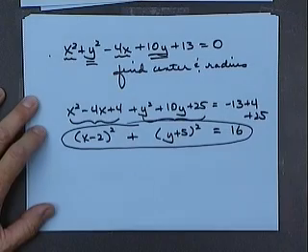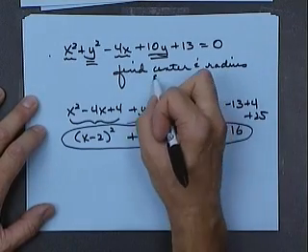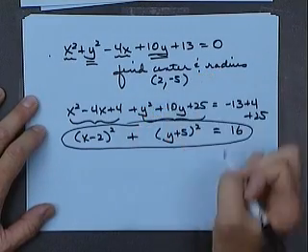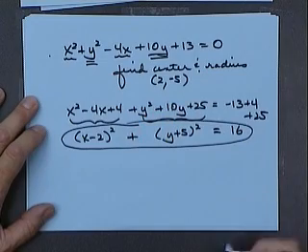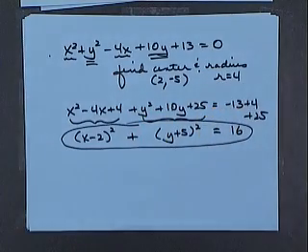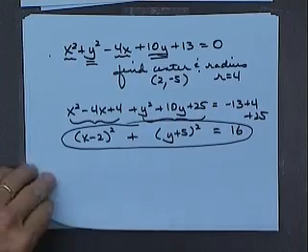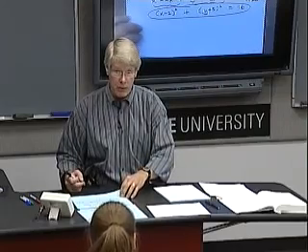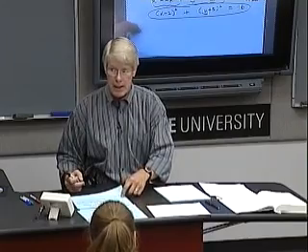Center is (2, -5) and radius is 4. So if it's not in the form that we want it in, rearrange some things, complete squares, make sure you add things to both sides, and get it in the form that you want. Is that all right? Any questions or issues with that?